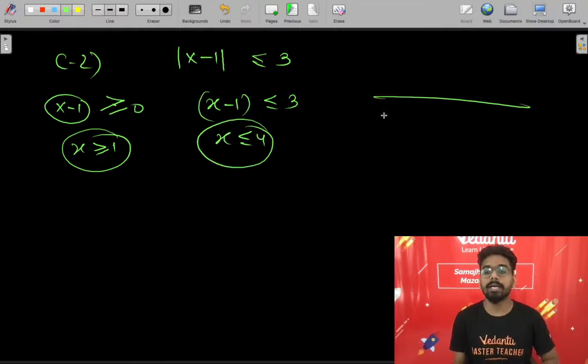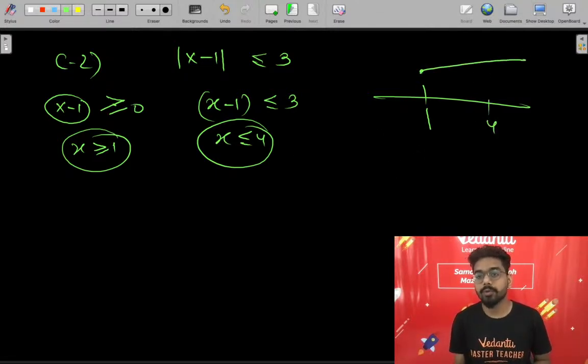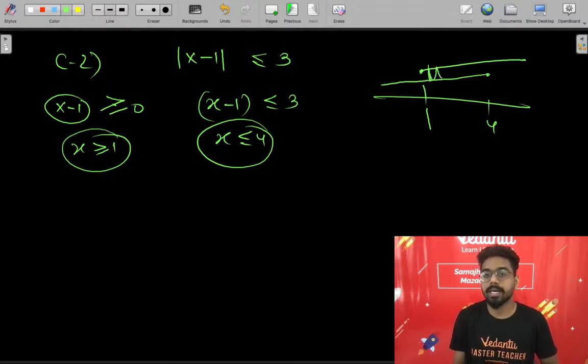Draw the number line which says x greater than equal to 1 and x less than equals to 4. So you will draw this one. This is the intersection point. You will say x belongs to 1 to 4.